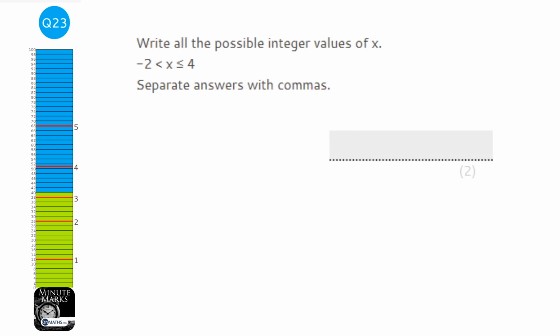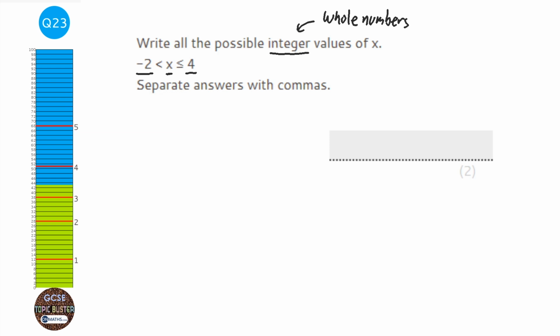Okay, so this question asks us to find all possible integer values. Now it's really important we understand that integer just means whole number, or whole numbers, I should say. Integer is just a whole number, so we're looking for all the whole numbers that are between -2 and 4, and that's all this is saying, that x is anywhere between -2 and 4.